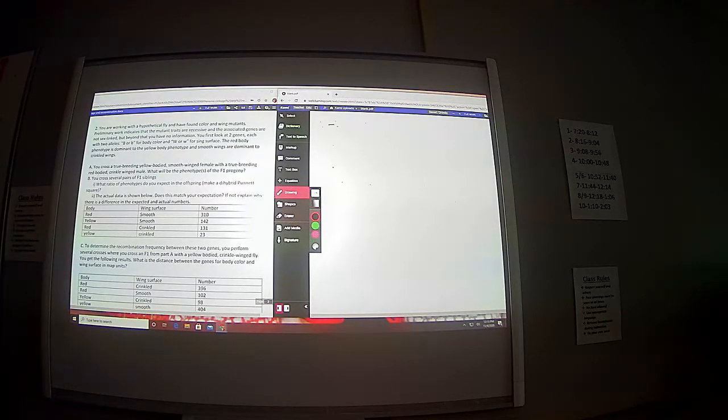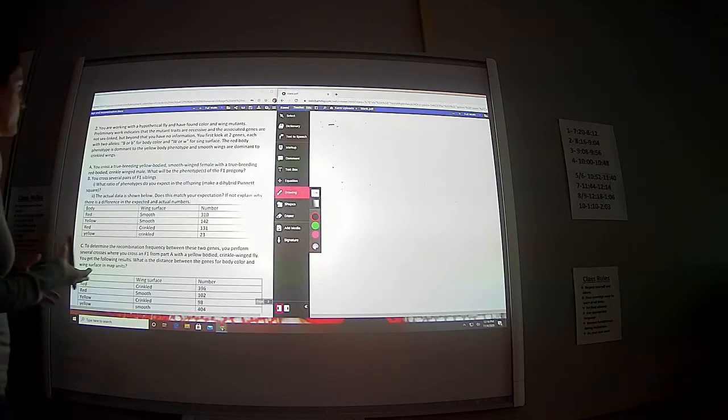You first look at 2 genes, each with 2 alleles, capital B or lowercase b for body color, capital W or lowercase w for wing surface. I made another typo. The red body phenotype is dominant to the yellow body phenotype, and smooth wings are dominant to crinkle wings. For A, you cross a true breeding yellow-bodied, smooth-winged female with a true breeding red-bodied, crinkle-winged male. What will the phenotypes of the F1 progeny be?